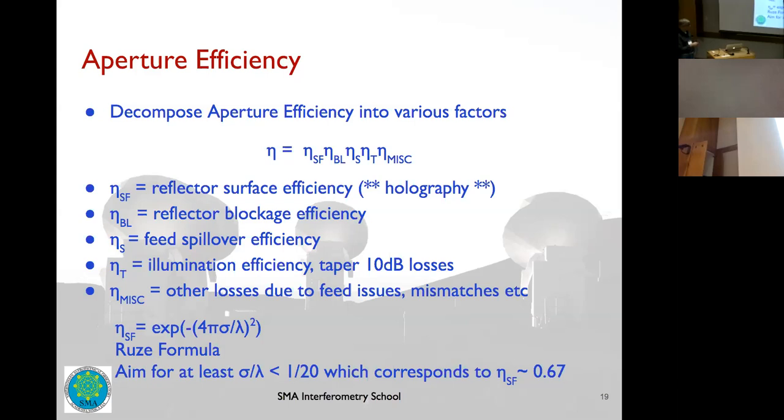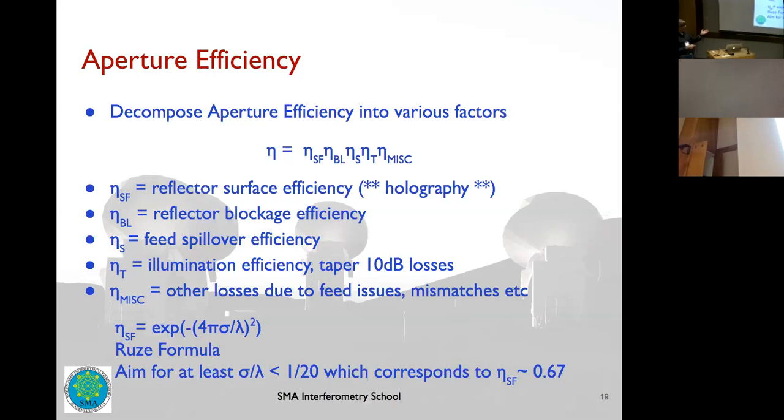Typically, the efficiency loss is given by what's called the Ruze formula, and that depends on the RMS surface errors given by sigma. We usually try to get at least 1/20th of a wavelength, which corresponds to a surface aperture efficiency of about 0.67. But actually, our dishes are much better than that. The surface error is about 10 microns, which is like a hundredth of the wavelength. So the loss is not that much at 230 gigahertz, though obviously it increases with frequency.